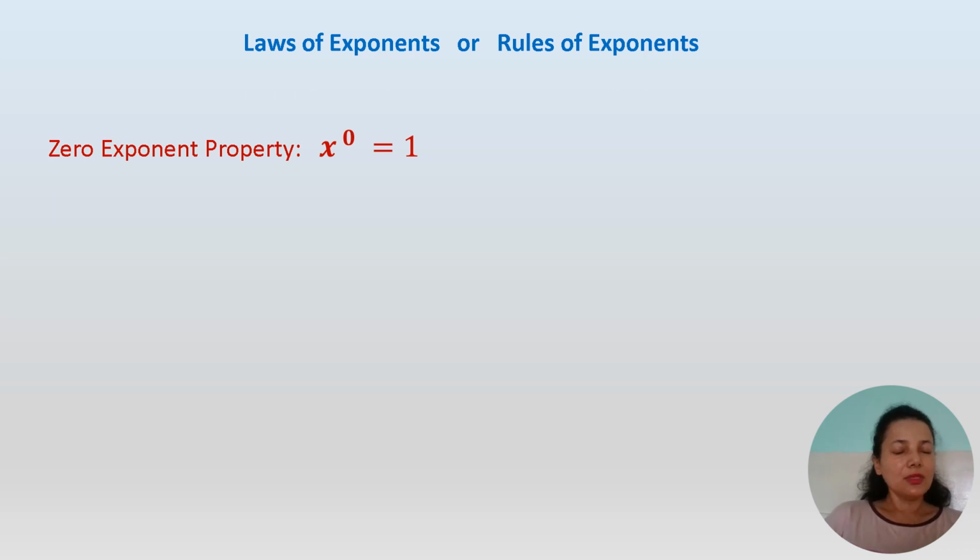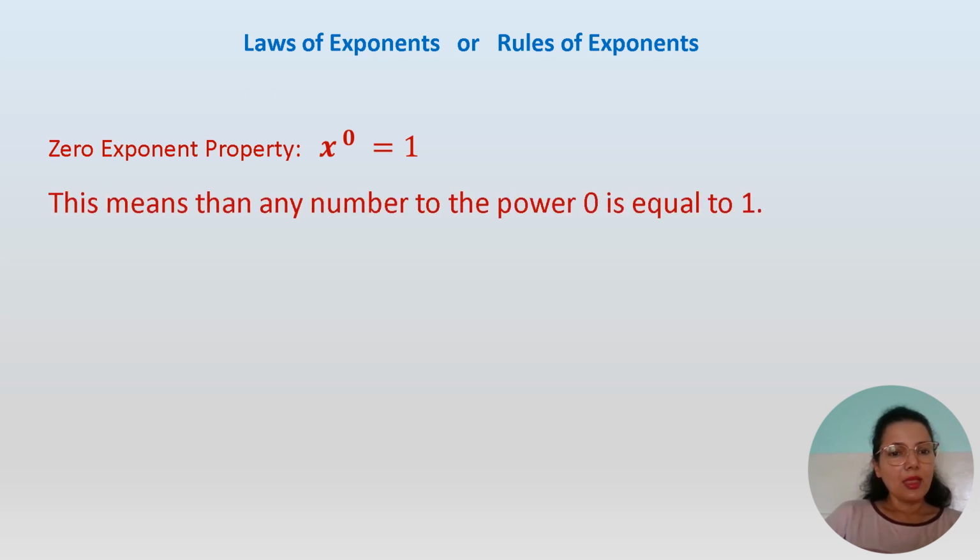Right, now let's look at the laws of exponents, or we could say the rules of exponents. Now, we have the zero exponent property. That means any number to the power 0 is equal to 1. It means that any number to this power is always going to be equal to 1. So, for example, if we have 5 to the power 0, it's going to be equal to 1. If we have 7 to the power 0, it's going to be equal to 1. Even if we have 728 to the power 0, the answer is still going to be 1.